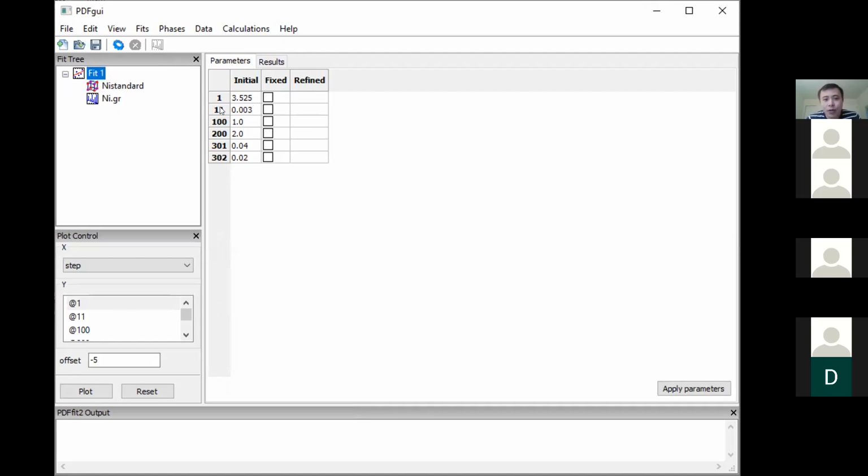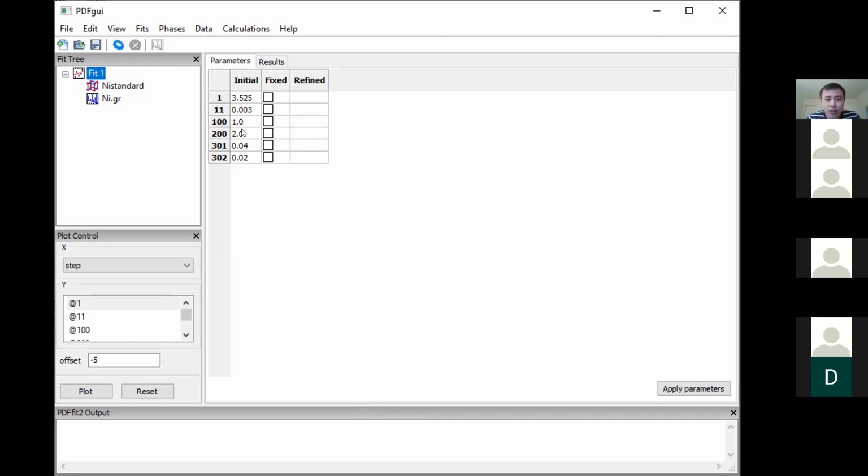And I reserve the 2 digits, same number, for the B value. So this is basically the B value for the nickel, and it's isotropic. So that's why there's only one number. And as I said, I always reserve 100 for the scale. So this is basically the scale factor. It's simply a coefficient to be varied.